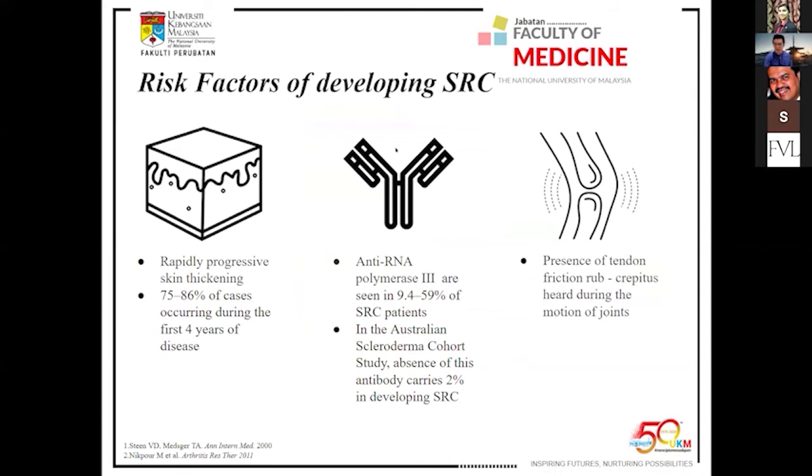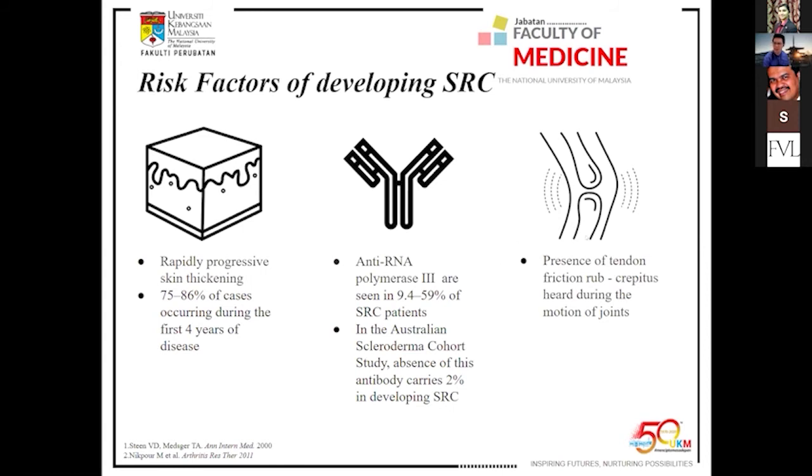And secondly, if you detect anti-RNA polymerase III antibody, it can tell you whether they are at risk of getting SRC as well. It is reported that 9.4 to 59% of these patients who are anti-RNA polymerase III positive might develop SRC. And in the Australian cohort, if you are without this antibody, then you have a lower risk of getting SRC. The risk is like 2%. So they definitely have a high negative predictive value to rule out SRC.